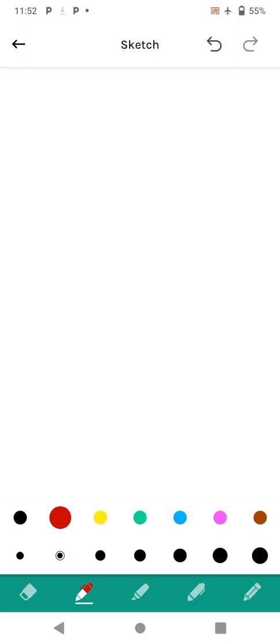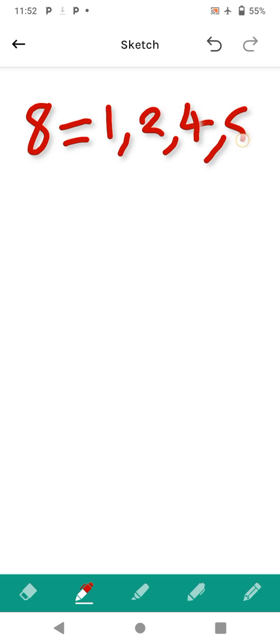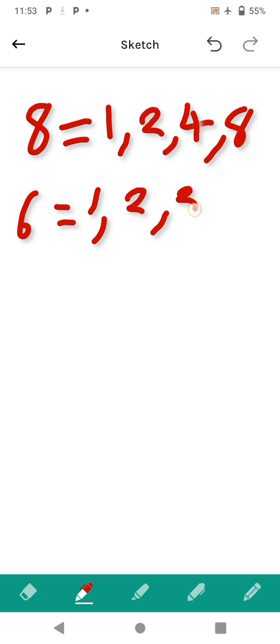Now, factors of 8 we know are 1, 2, 4, and 8. Now, factors of, let's say, 6: numbers that can divide 6. 1 times 6 is 6, 2 times 3 is 6, 3 times 2 is 6, and 6 times 1 is 6. So 1, 2, 3, 6 are the factors of 6.